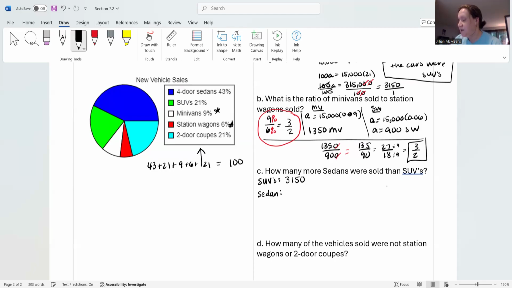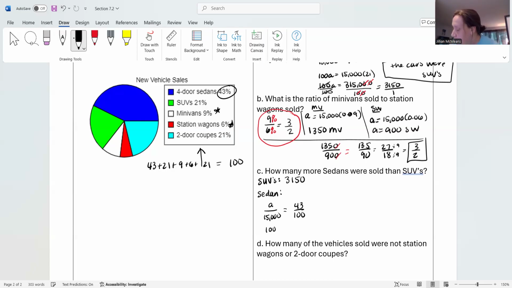So for the sedans, the number of sedans is the amount. We don't know the amount, but we do know that there's 15,000 cars sold total, and the four-door sedans represent 43% of the total cars sold. So we're going to take A over 15,000 and set it equal to 43 over 100. I'm going to do the proportion here just to be fair, so that everybody, whoever likes whichever method, gets to see them both.